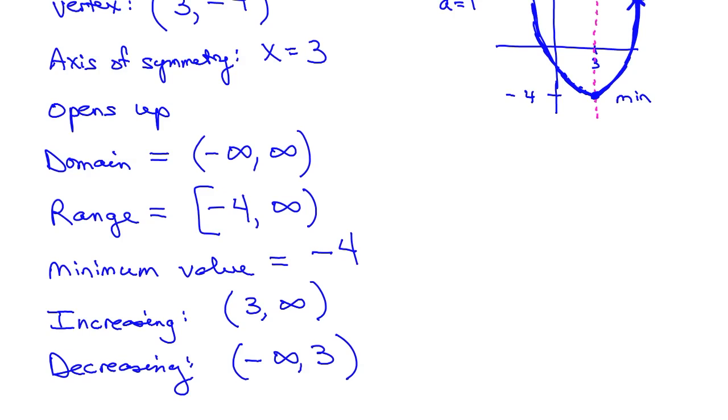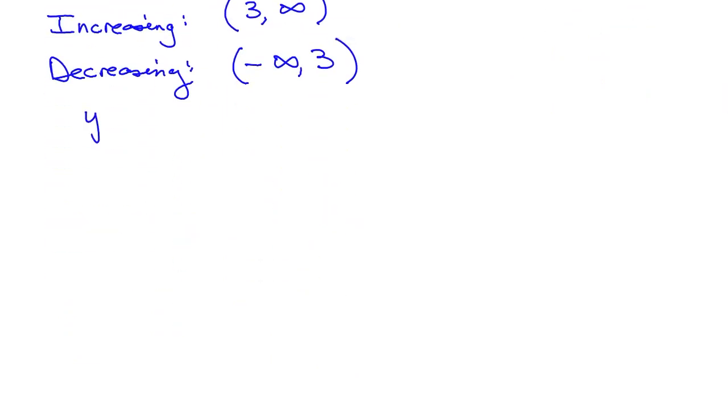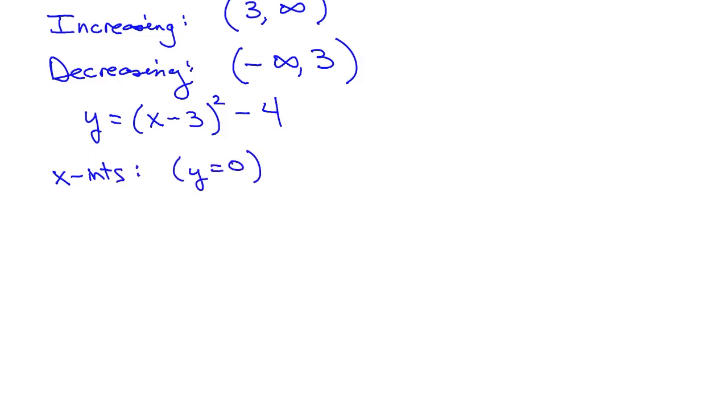Next, we want to find the x-intercepts. Let me rewrite the equation here so that we can see it. It's y equals (x minus 3) squared minus 4. Recall that the x-intercepts are where y is equal to 0. So I'm going to take the equation (x minus 3) squared minus 4 and set it equal to 0.